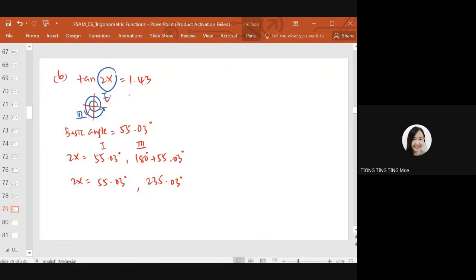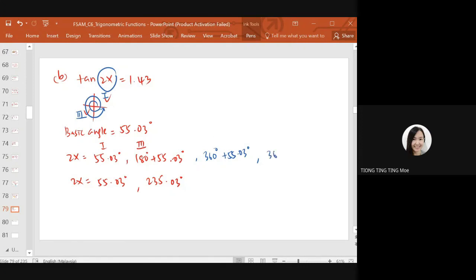And which quadrant again? Add more. It has one more round. Then you need to add up here. You need to add up the second circle. The second circle here is 360 plus the first one, 55.03 degrees. Okay. Then equal to this one round again.